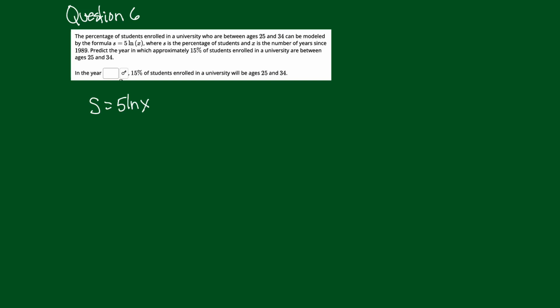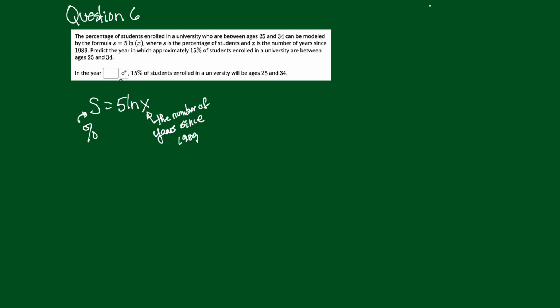Now, they will tell us what S and X both are. It says this: S is the percentage of students. So right away, I know that this S right here, this is the percentage of students, all right? That's what S is. That's the percent. And what is X? Oh, X is the number of years since 1989. Okay, well, that's interesting. 1989. So this right here is the number of years since 1989. So that might be when they started doing the research or started collecting the data.